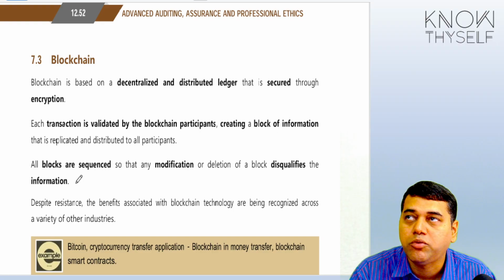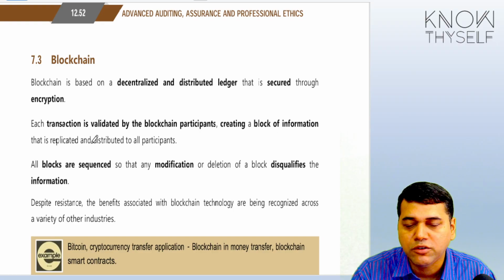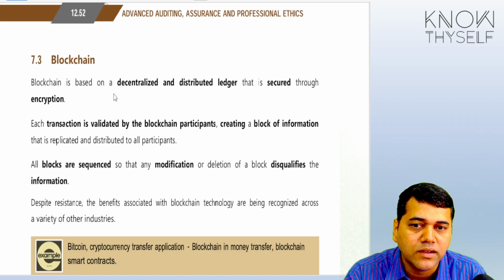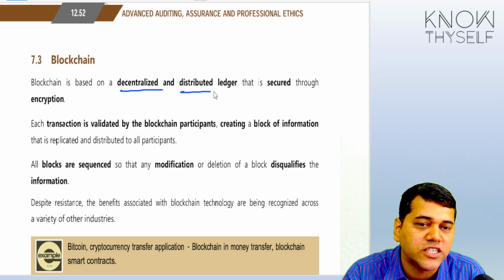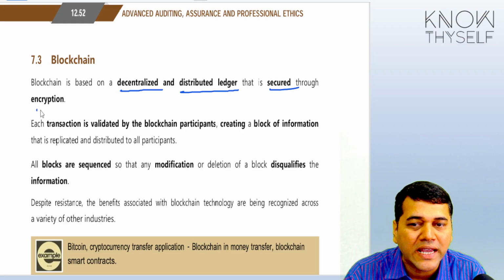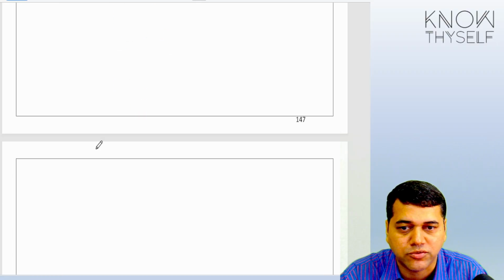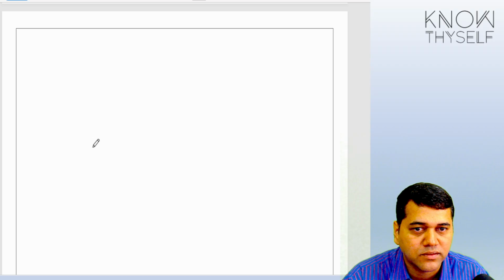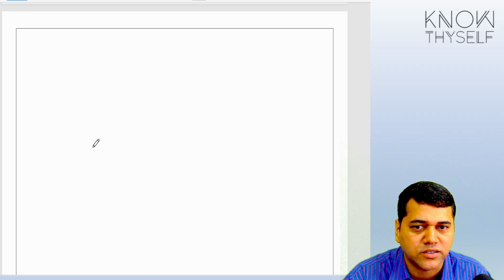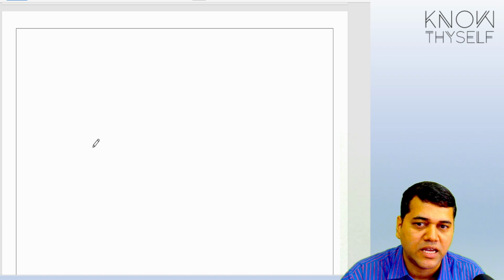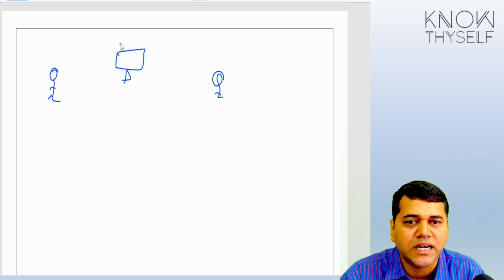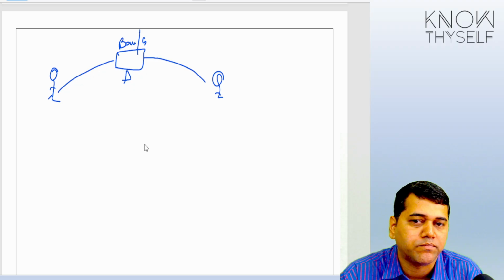Next is your blockchain. We will try to understand what blockchain is all about. Blockchain is based on a decentralized and distributed ledger secured through encryption. I can give you an example like this. Whenever any transaction happens between two parties, we are talking about an economic transaction. Say this is me, this is you. We need one intermediary like a bank or government, because it will be passing through them.